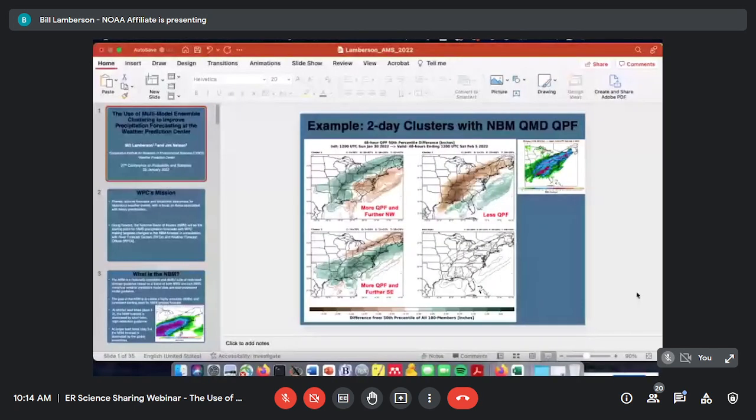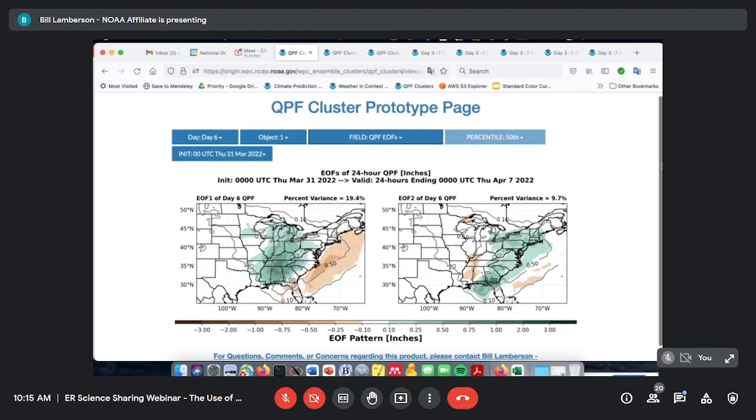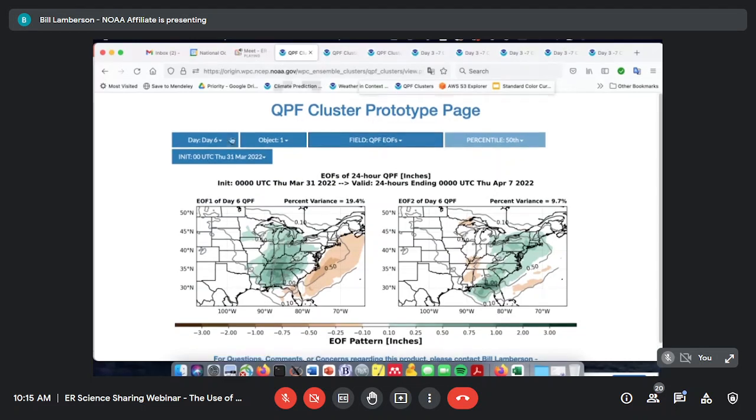So why don't we just take a peek at the website so you can see what it looks like and how it operates. This is our QPF clustering website, which is pretty new, only came out maybe a few weeks ago, but it's set up similar to our day 3 clustering website. You can click here and look at days 1 through 6, or you can look at those 2-day totals for days 1 to 2, 2 to 3, 3 to 4, 4 to 5, and 5 to 6.